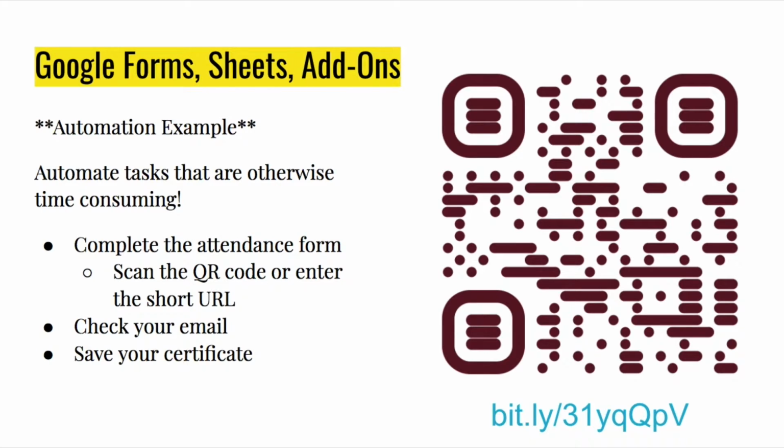All right, I always like to start off with an example of what streamlining processes looks like. So if you'll do me a favor, pull out your phone and open up the camera app and focus on that QR code. Or you can also use the short link below the QR code. This will open up a Google form. It's a short form for tracking attendance, your participation in this video.